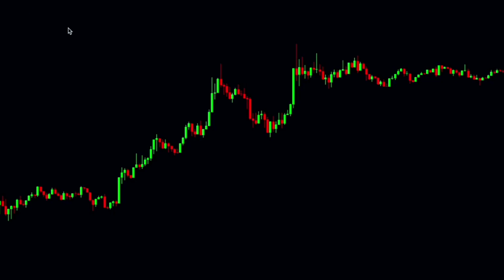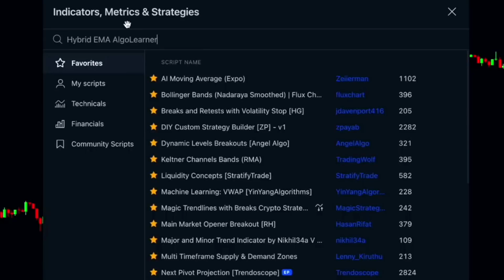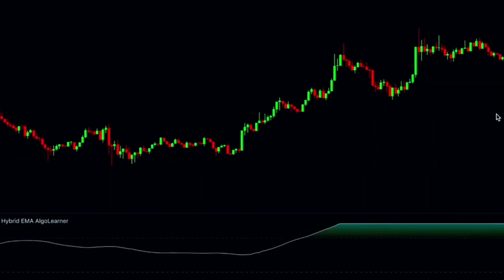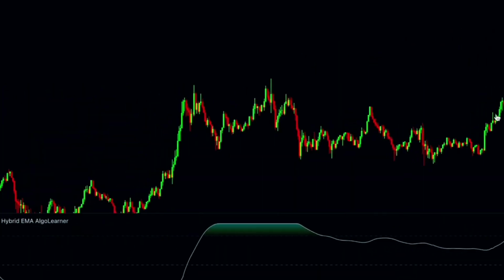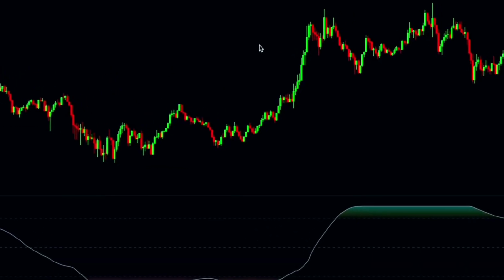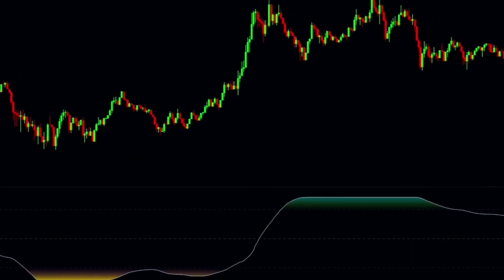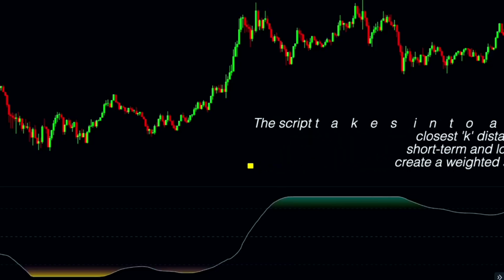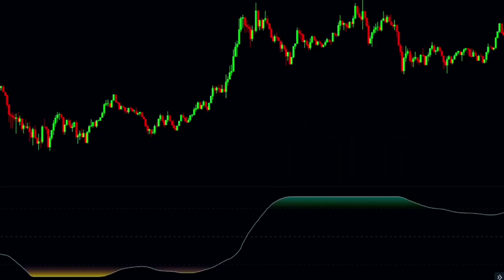Once you've logged into your TradingView account, head over to the Indicators section and search for the first one, Hybrid EMA Algo Learner. This innovative AI-powered trading indicator incorporates a KNN-inspired algorithmic approach alongside traditional exponential moving averages for a more refined market analysis. The script assesses the closest K distances between short-term and long-term EMAs to create a weighted short-term EMA, blending rule-based logic with EMA technicals to offer a more sophisticated tool for market analysis.